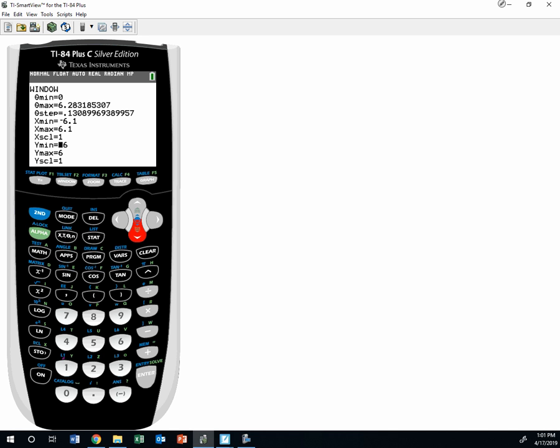For theta max? So then, when you hit graph, you're going to see the graph that we have. And there you go. You can sketch these graphs. Now let's play around with this a little bit.